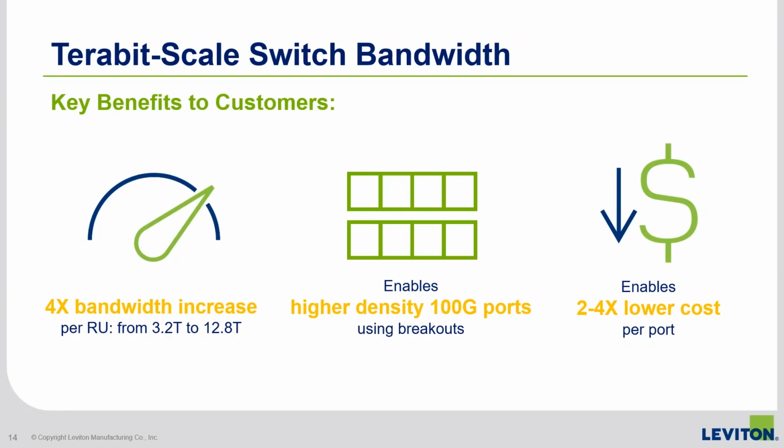First off, obviously the bandwidth going from a 3 terabit 1U switch to 12.8 terabit. So that's obviously quite a bit. Higher density they're seeing for 100 gig ports via breakout scenarios. And that relates to the lower cost per port, right? Being able to get higher density, more ports is reducing the total cost of ownership per port.